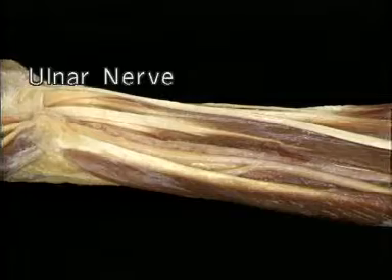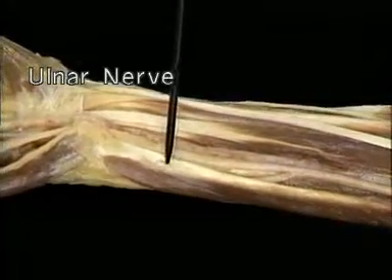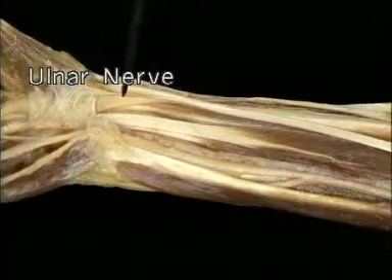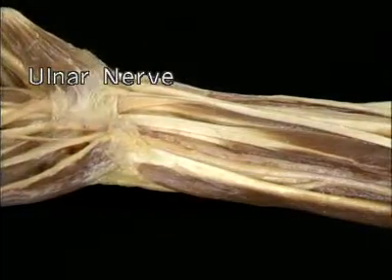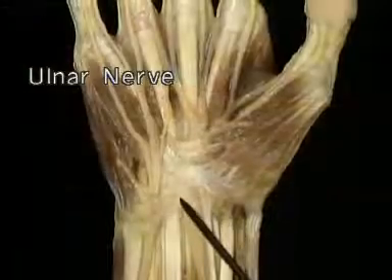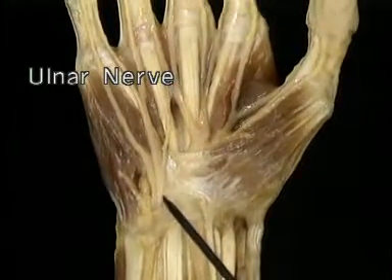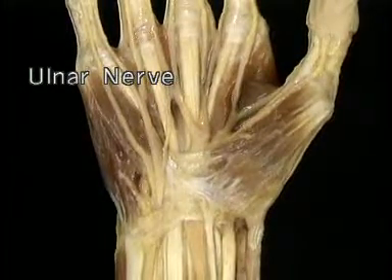At the wrist, it runs along the radial side of flexor carpi ulnaris. Along with the ulnar artery, it passes through the side tunnel in the edge of the flexor retinaculum. Here it is emerging from the tunnel. As before, the palmar aponeurosis has been removed.